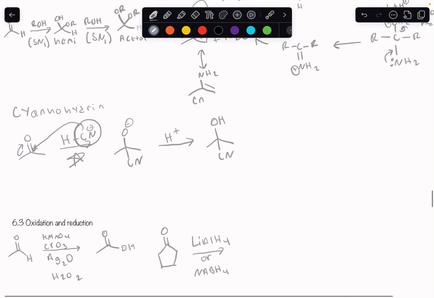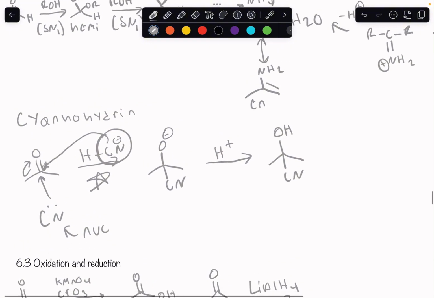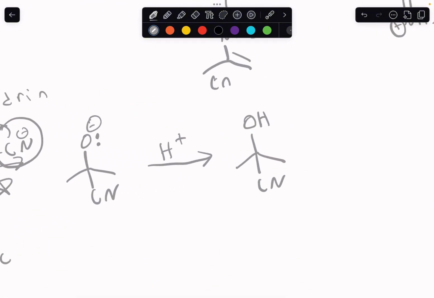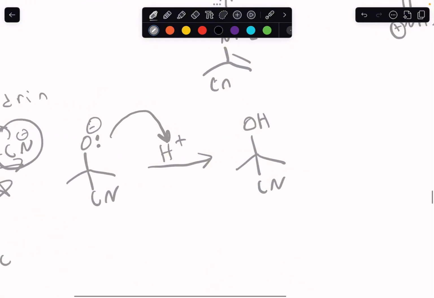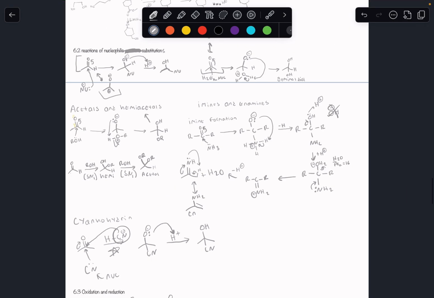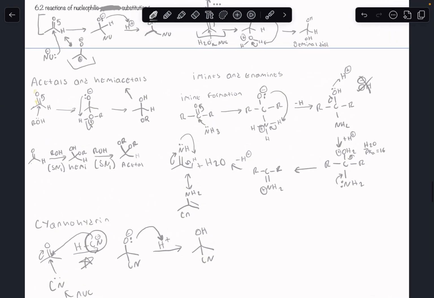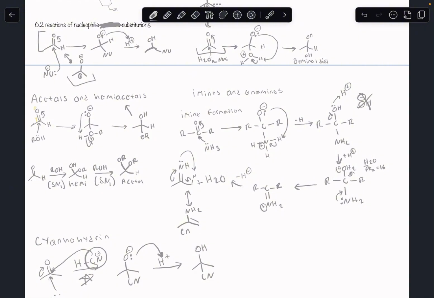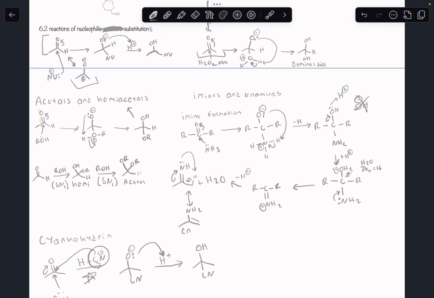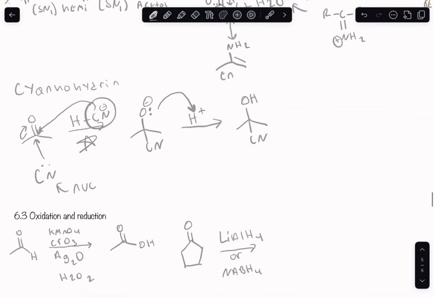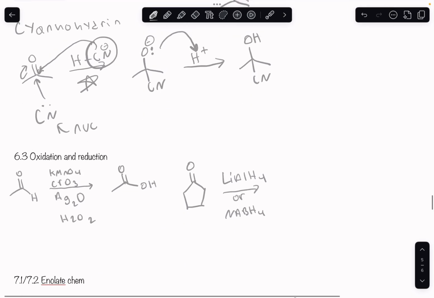So again, the same thing here. The CN is the nuke, attaches here. Okay, like we showed here. You go through the same thing. This H plus picks that up. Okay. So these are your reactions with nucleophile substitution. And we're gonna keep going. Next we have oxidation reduction, and this literally would be like a 2-minute video.